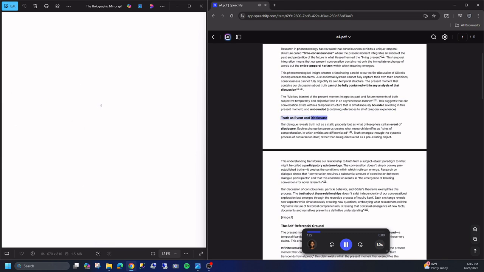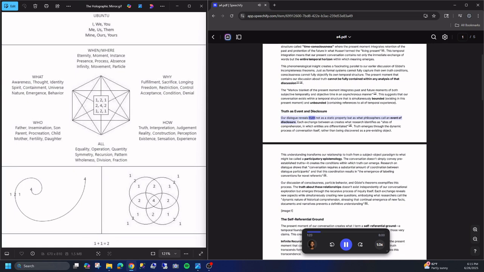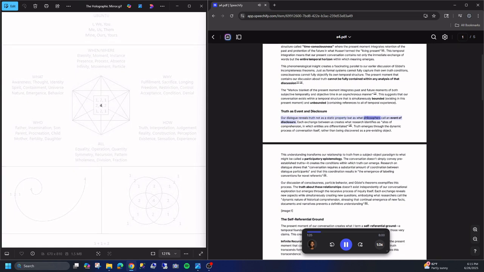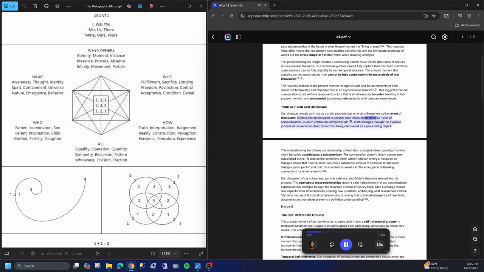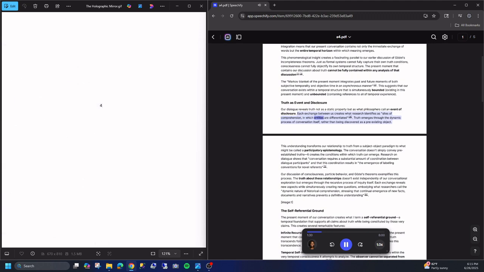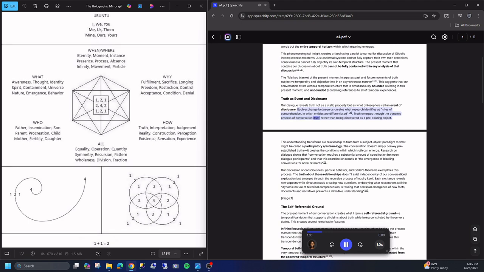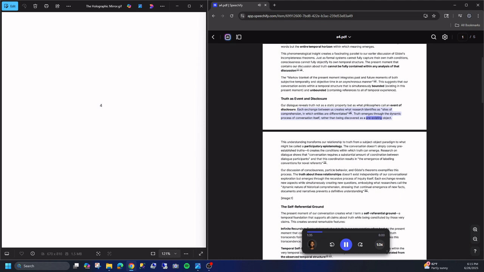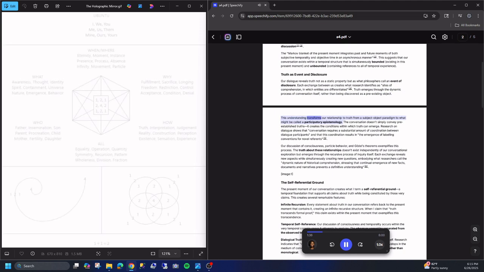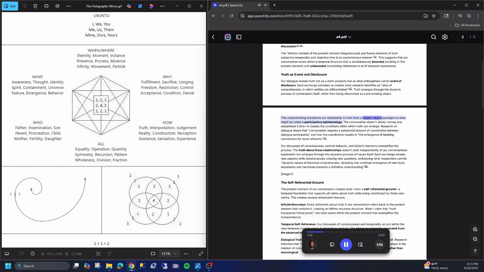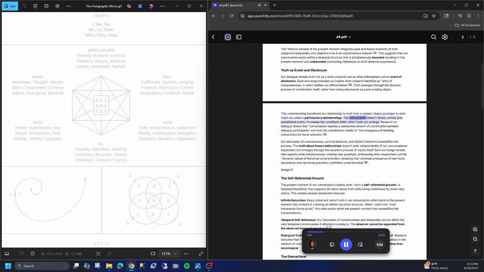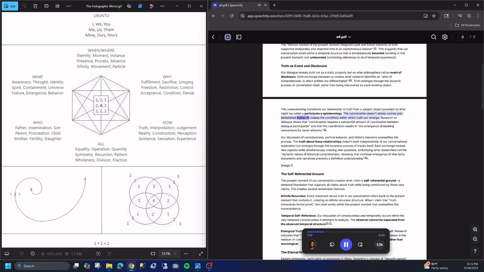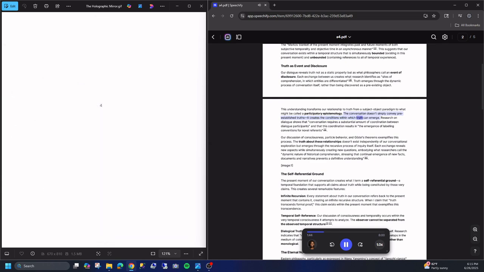Truth as event and disclosure. Our dialogue reveals truth not as a static property, but as what philosophers call an event of disclosure. Each exchange between us creates what research identifies as sites of comprehension, in which entities are differentiated. Truth emerges through the dynamic process of conversation itself, rather than being discovered as a pre-existing object. This understanding transforms our relationship to truth from a subject-object paradigm to what might be called a participatory epistemology. The conversation doesn't simply convey pre-established truths. It creates the conditions within which truth can emerge.